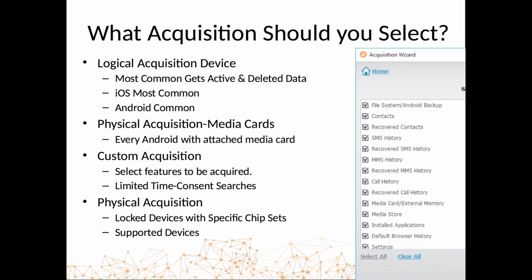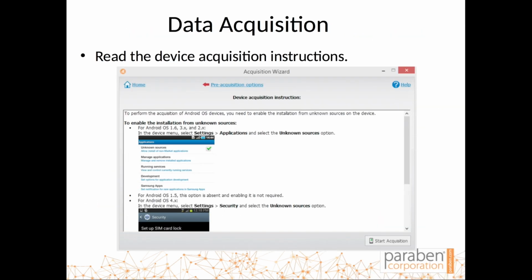We do this a lot with locked devices because it allows you to do a bypass of the locks on the device. You can work with specific chipsets. So in the case of the E3 platform, we'll be able to talk directly to the chipset, and that bypasses the password. And then you can do a full physical acquisition.